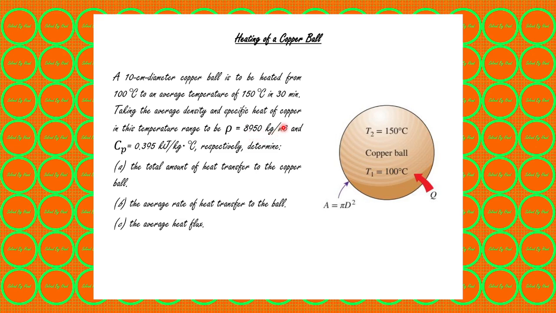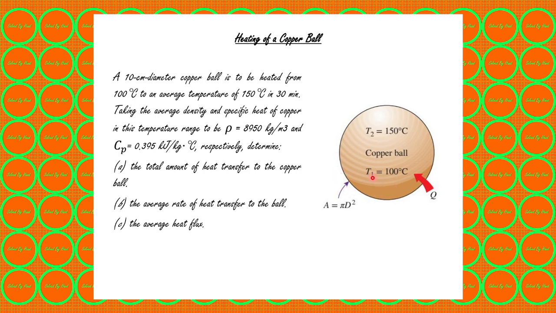8,950 kilogram per cubic meter, and the Cp, which is the specific heat of the copper ball, is 0.395 kilojoule per kilogram per degree Celsius, respectively. Determine: A, the total amount of heat transfer to the copper ball; B, the average rate of heat transfer to the ball; and C, the average heat flux. This is the figure of the problem.